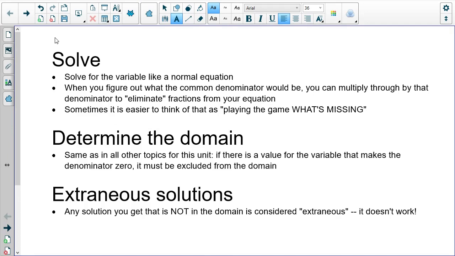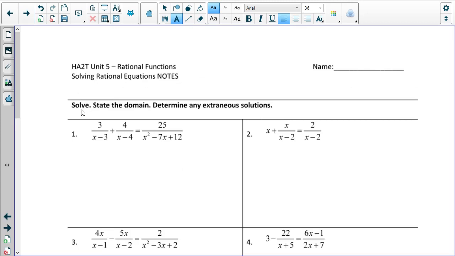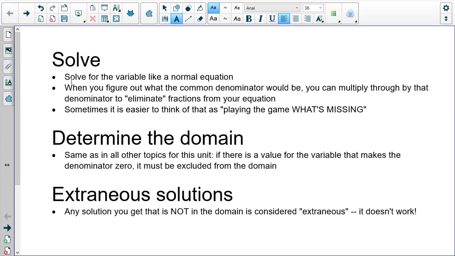Today's video is on solving rational equations, so solving equations that have fractions where the denominator ends up having a variable in it. So here are some key things, basically taking all of the parts of your directions: solve, state the domain, and determine extraneous solutions, and talking about each of them. So solving, we solve like a normal equation.